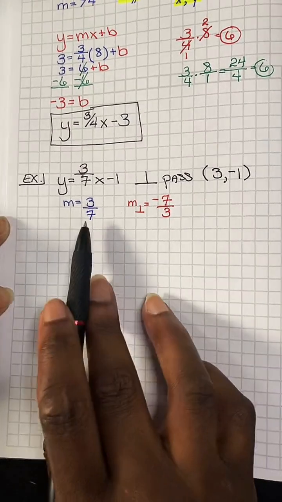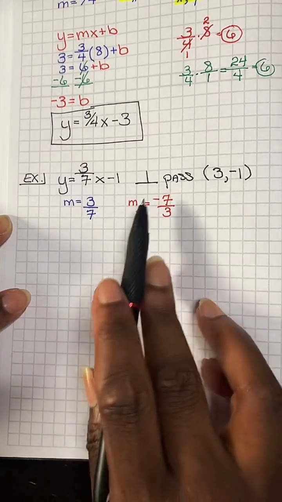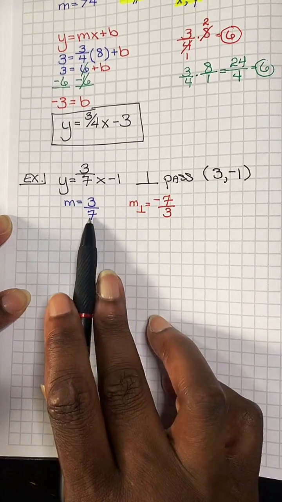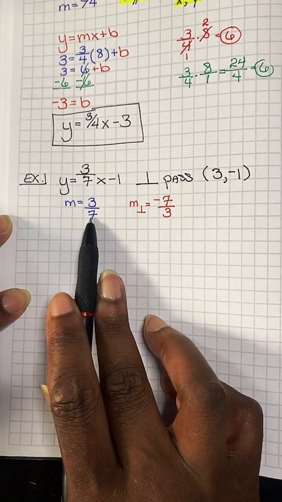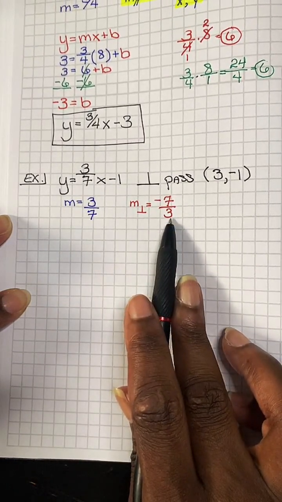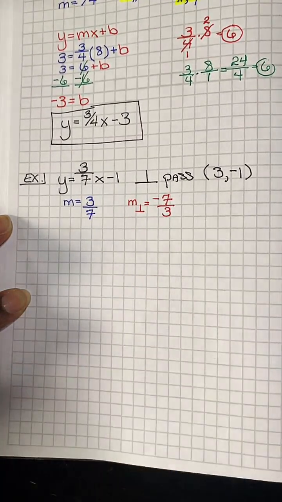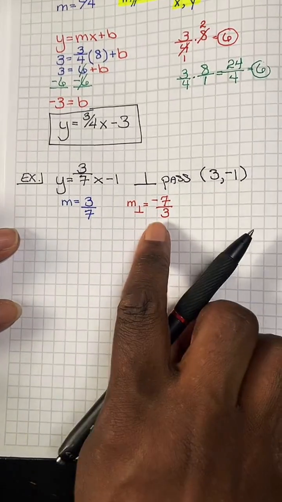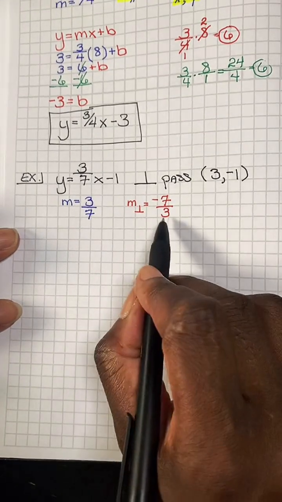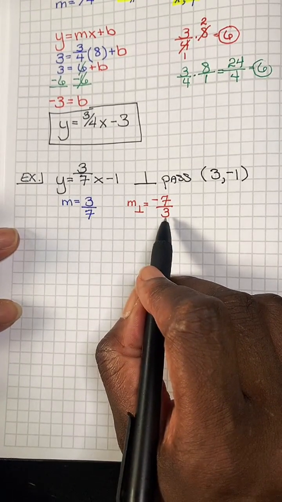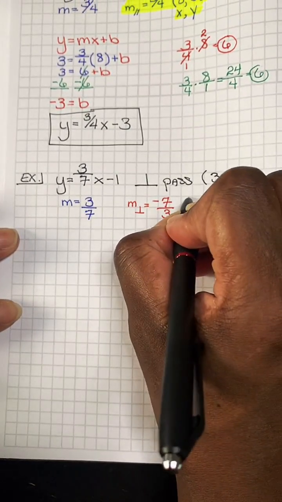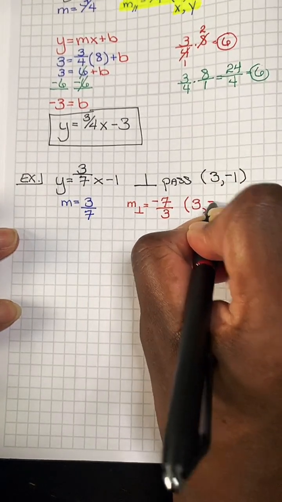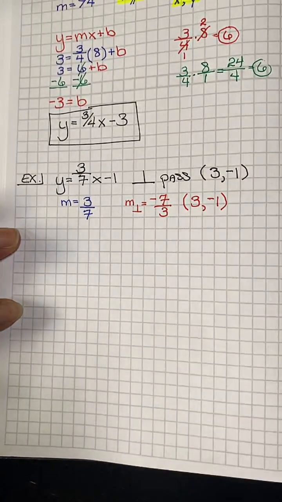Okay. So if my original is positive, that means for the perpendicular, the next one's going to be negative. If my original is 3/7, that means my perpendicular is going to be 7/3. All right? Okay. So now we have our slope of the line that we need, but they also want it to go through 3, -1. Okay?